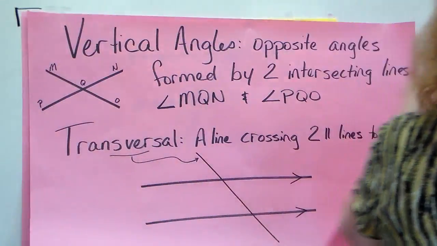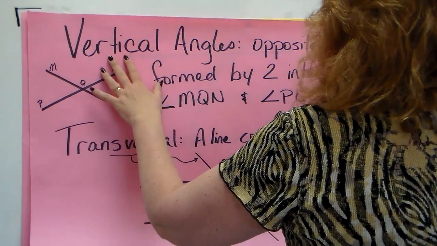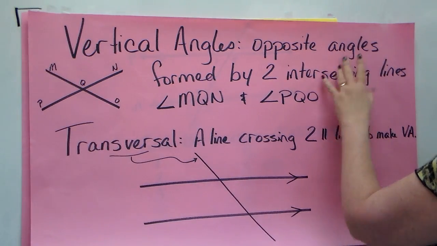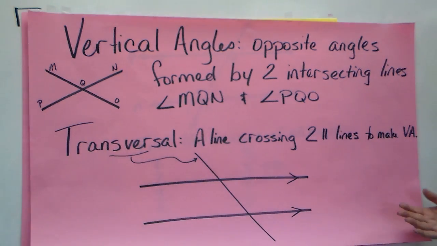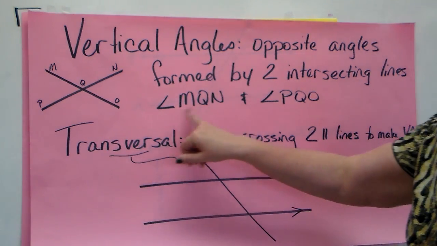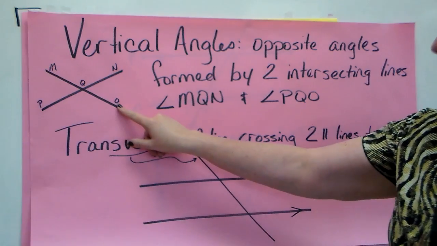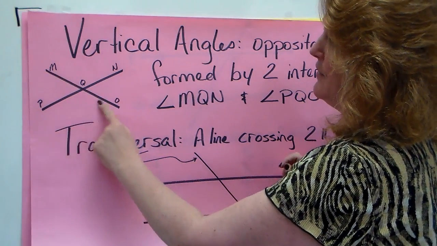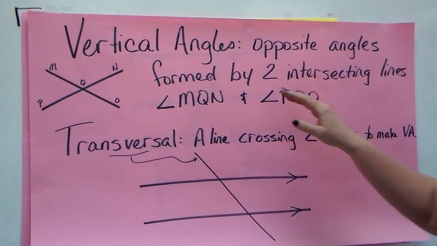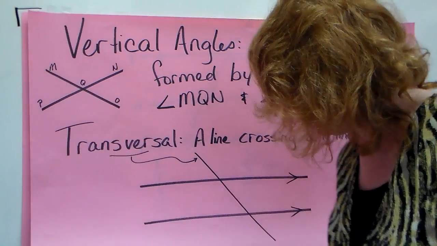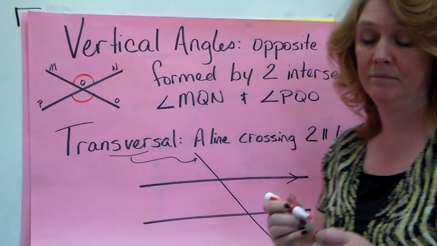Now we're going to take this idea of adjacent angles and include vertical angles. Vertical angles are opposite angles formed by two intersecting lines. So here we have two lines that intersect. They make an X. Very complicated. So for example, angles MQN and angle PQO. This angle and this angle. They are opposite each other. And that means they're equal. This angle is equal to this angle.